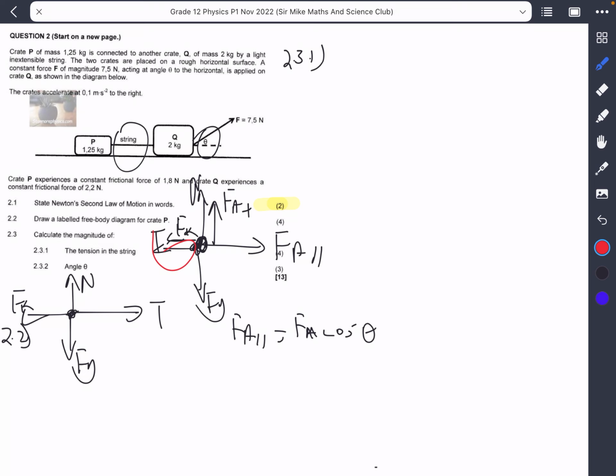So if you were to refer to that crate, which is P, what you would note is that we actually have more information on that crate. We have the frictional force, right? We don't know the tension, which is what we are looking for. But what else would we need? We also have the acceleration of that block.